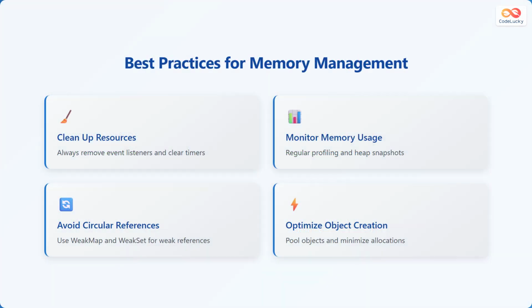To prevent memory leaks and optimize memory usage, follow these best practices. Always remove event listeners and clear timers when they are no longer needed. Monitor memory usage regularly using tools like process.memoryUsage and Chrome DevTools. Avoid circular references by using WeakMap and WeakSet for weak references. Optimize object creation by pooling objects and minimizing allocations.